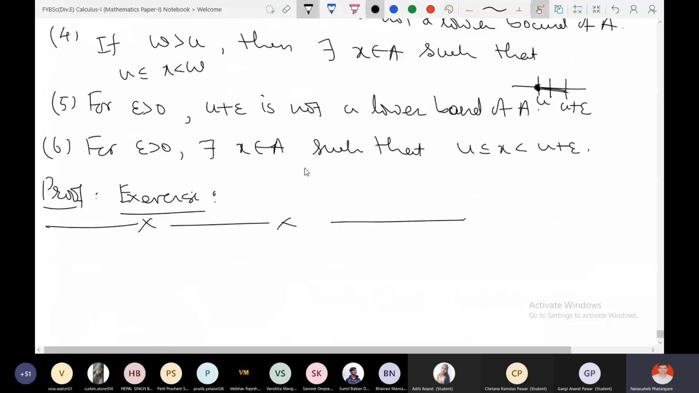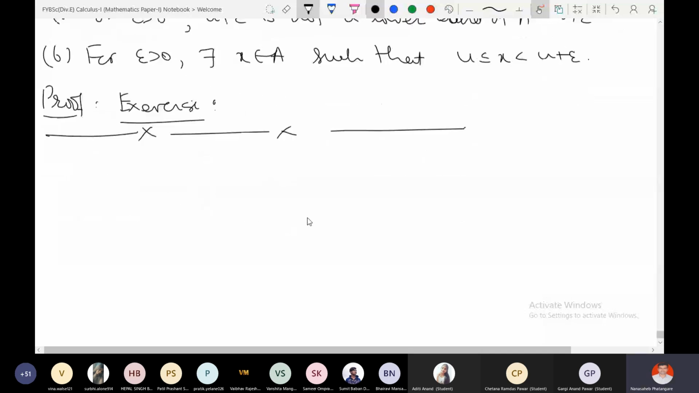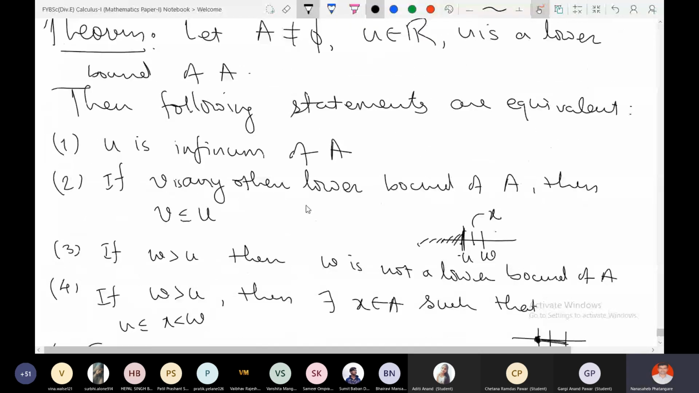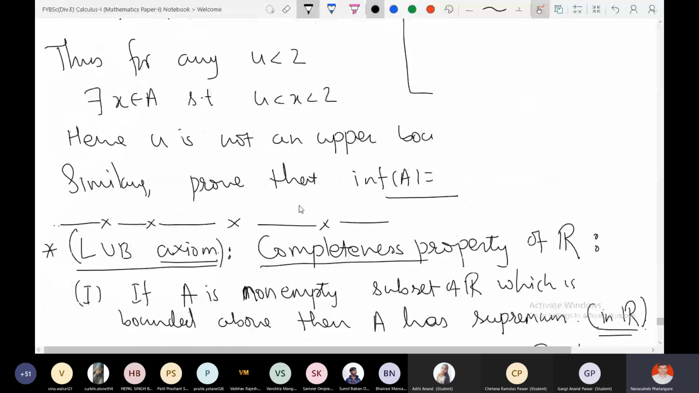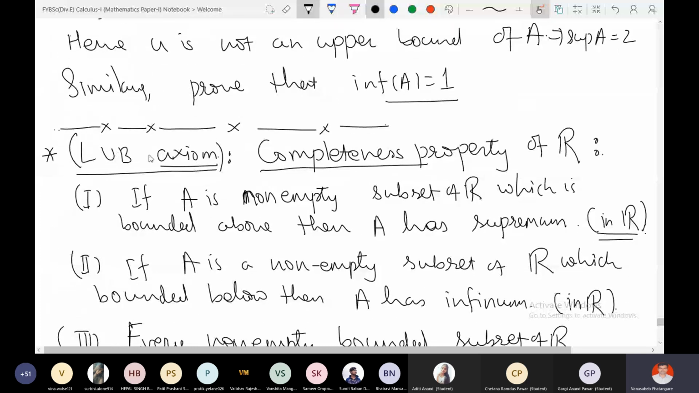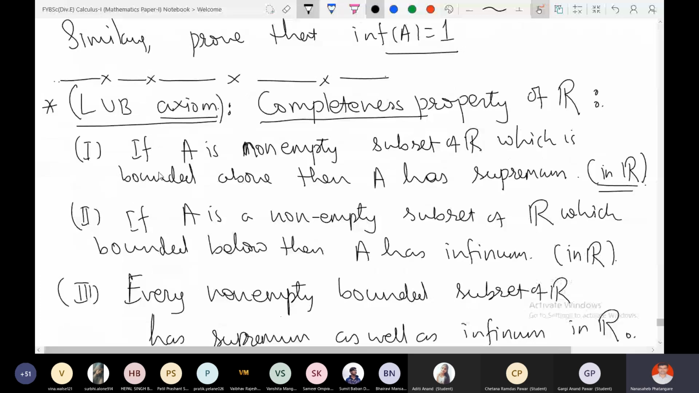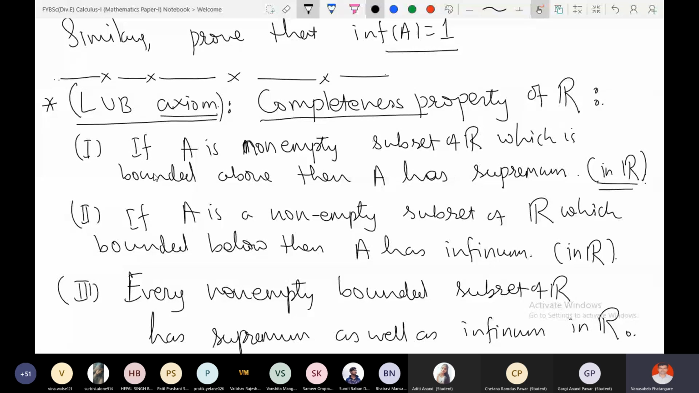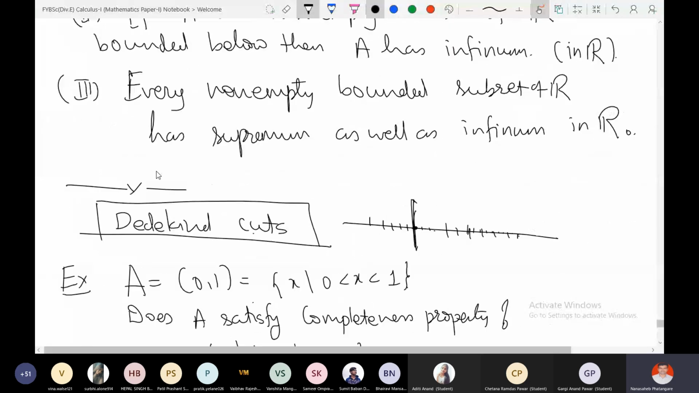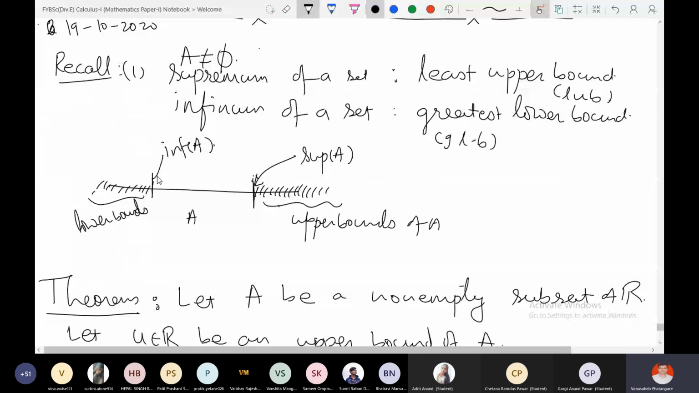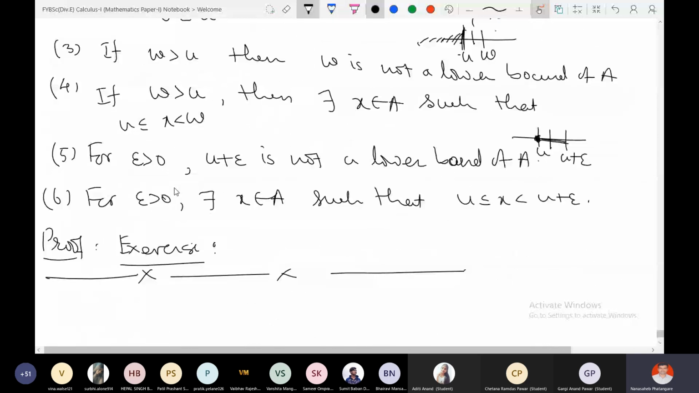But sometimes our sets are very difficult, complicated sets. So how to prove that some number is a supremum or infimum of that set? This completeness property is the LUB axiom. LUB axiom means it is an assumption: whatever subset of real numbers you take, if it is bounded above, the supremum must be there. In that way, real numbers are constructed. People found that some sets do not have a supremum, so they added them. That's why the system of real numbers becomes richer and richer, so we get the complete set. That's why it is complete.